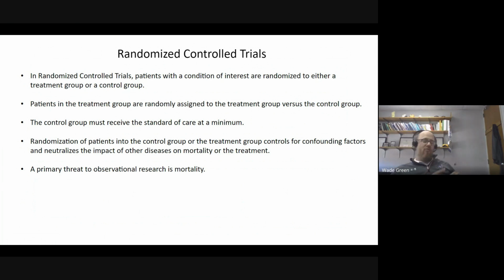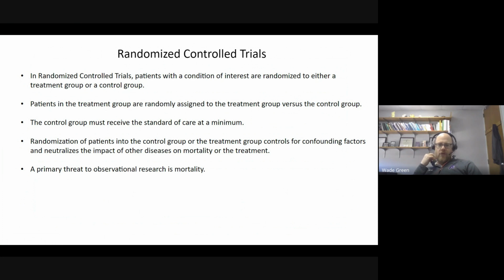Pardon me, because as we know, we are not allowed as researchers to place participants in undue harm within a study design. And as we also know, randomization of patients into a control group or treatment group controls for confounding factors, balances those across both groups, and essentially neutralizes the impact of other diseases.